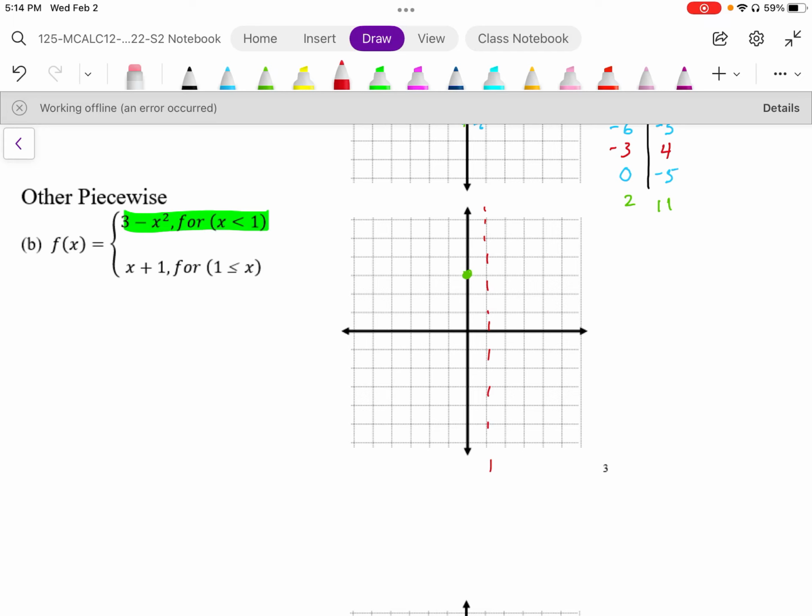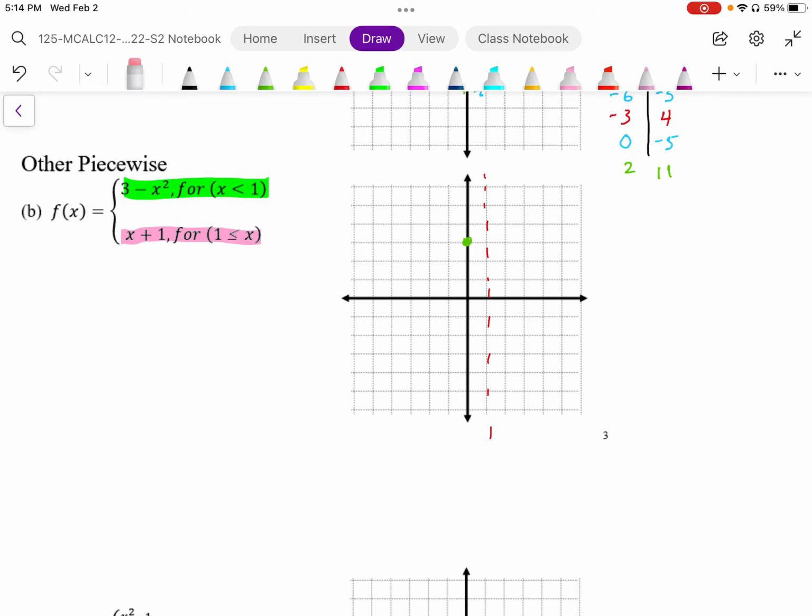On the right of it, I'll graph it in a different color. It's going to be a linear function with a y-intercept of positive 1 and a slope of 1. Now, before I graph this, what I want to know is, when x equals 1, does it join together or does it break apart?